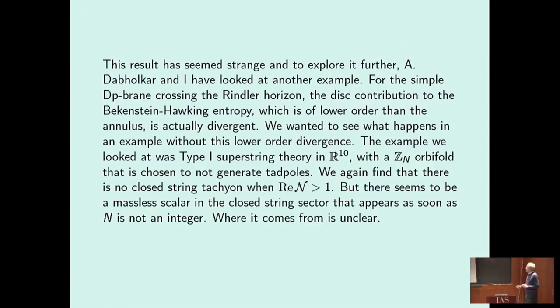We wanted to see what happens in an example without this lower order divergence. And the example we looked at was type 1 superstring theory in R10 with the Zn orbifold that's chosen, as I said in answering Hirose, to avoid tadpoles. So again, there's no closed string tachyon when the real part of curly n is bigger than 1. There also were no double poles, at least no double poles for massless states. But there seems to be a massless scalar in the closed string sector that appears as soon as n is not an integer. I really don't know the proper interpretation of this. So in general, I don't know the proper interpretation of any of the results I've told you. Thank you.